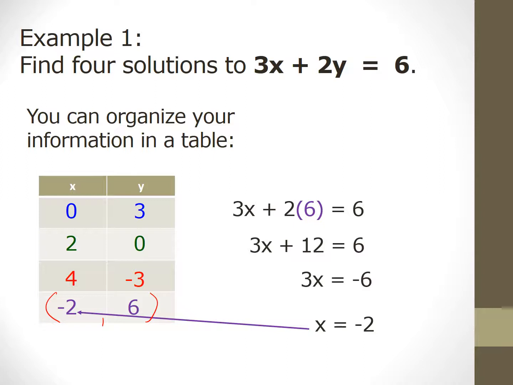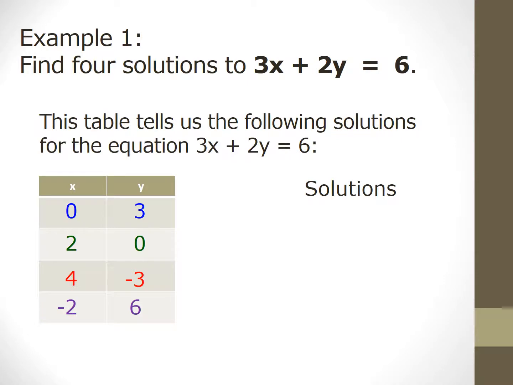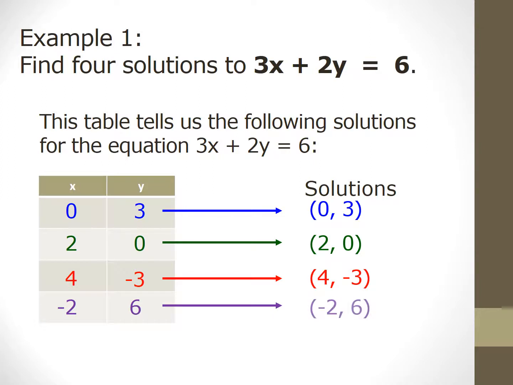So there are 4 solutions to that equation, and we could continue on choosing any value, putting it in for either of the variables, and that's what it looks like. So here are our 4 solutions. In this example, we have 3x plus 2y equals 6. We have our table of values. So the solutions themselves are these ordered pairs that come straight from the table.